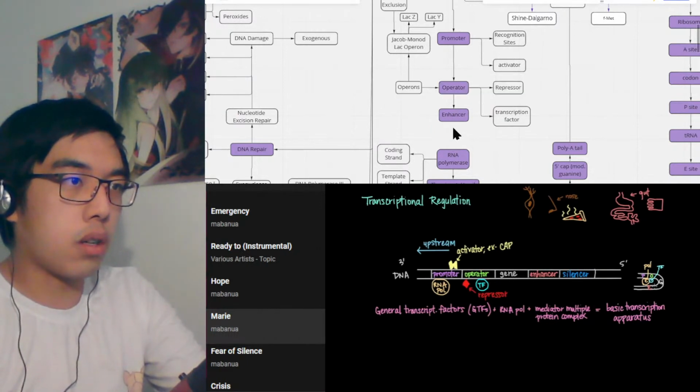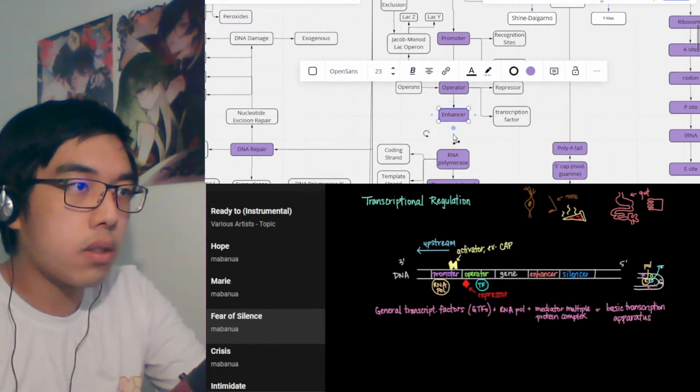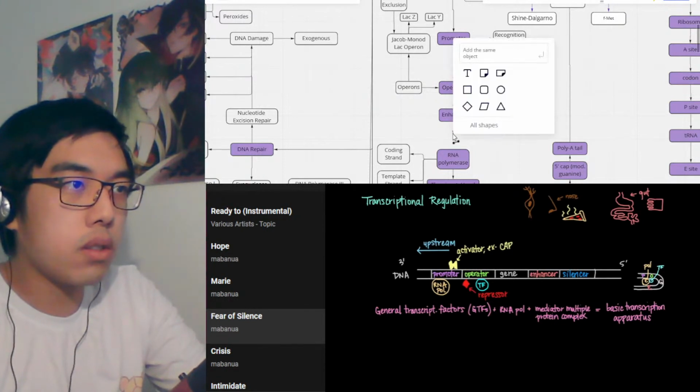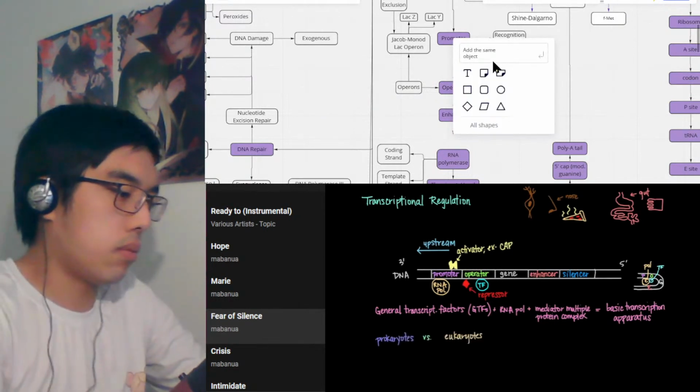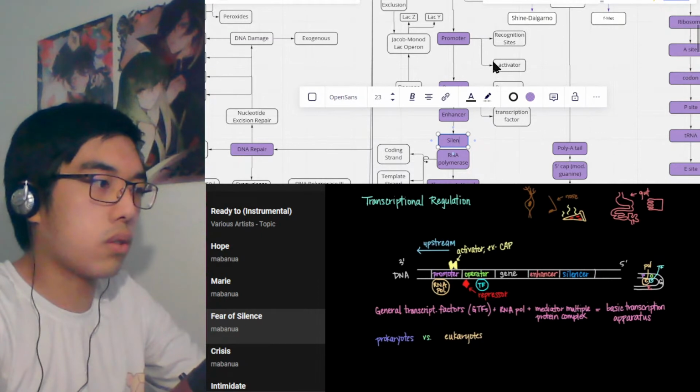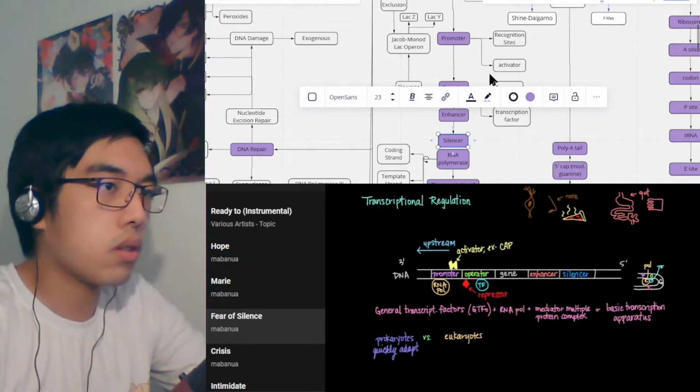And when a repressor protein binds to the silencer region of the DNA, RNA polymerase is prevented from binding to the promoter region. Now, a few notes about the differences between prokaryotes and eukaryotes when it comes to transcriptional regulation. In prokaryotes, the regulation of transcription is really needed for the cell to be able to quickly adapt to the ever-changing outer environment that it is sitting in.